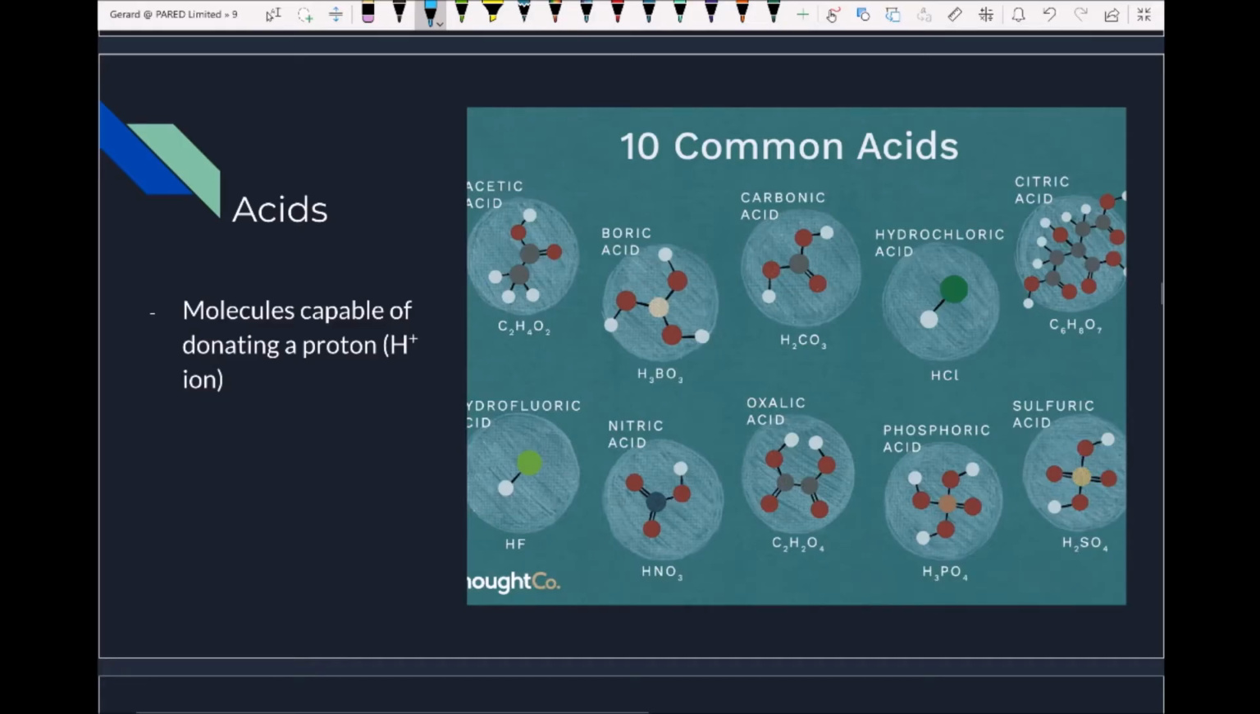Welcome to Science with Mr. Weber. Today we'll be looking at the reactions of acids. So just a reminder, acids are molecules that are capable of donating a proton or a H+ ion.